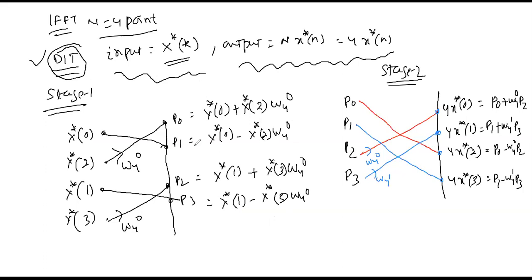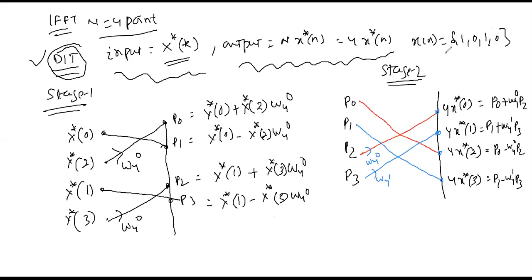Similarly for 4-point, what to do? Take a simple sequence. I am giving one task. Take a simple sequence, let x of n equal 1, 0, 1, 0. Yes or not? Just 1 minute. Okay, then what to do? Take x of n equal to 1, 0, 1, 0. Then find x of k.